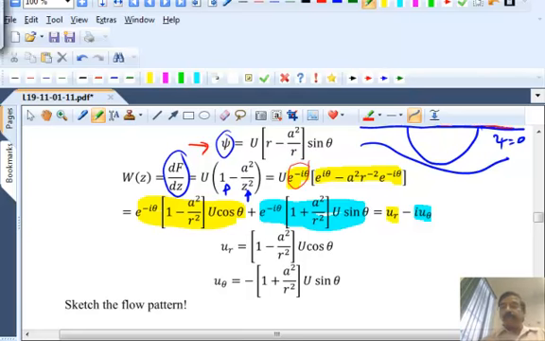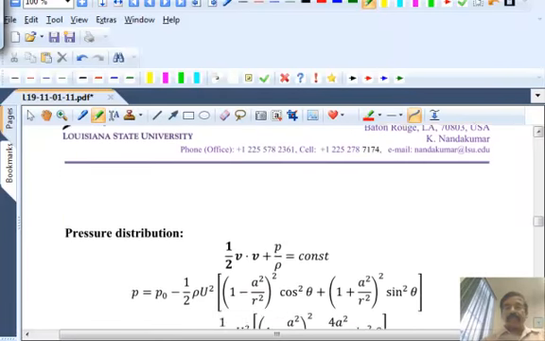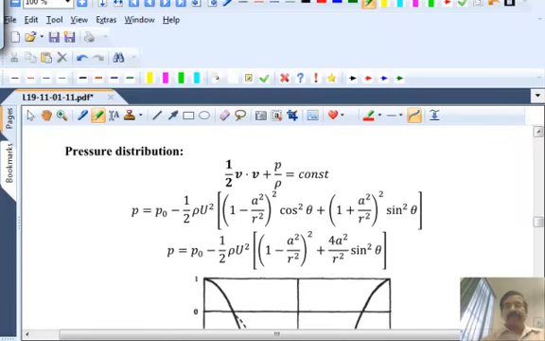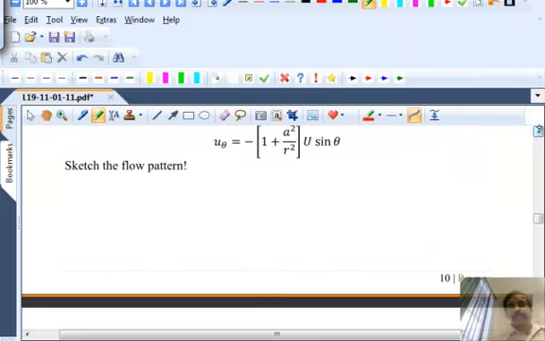So it says sketch the flow pattern. I left the space for that, but I have just given you this flow pattern. That's how it looks. So it will be like this.